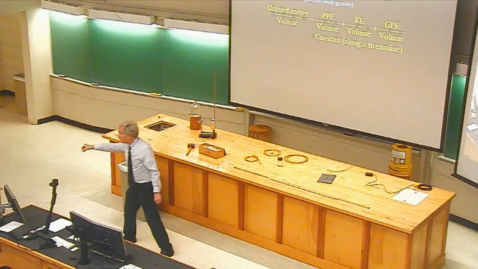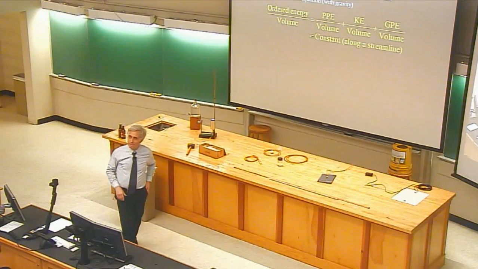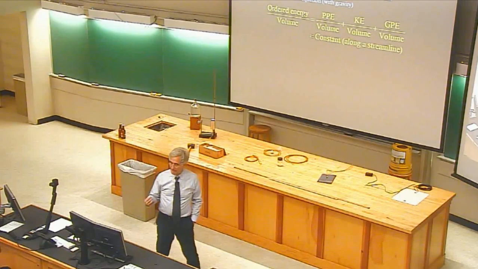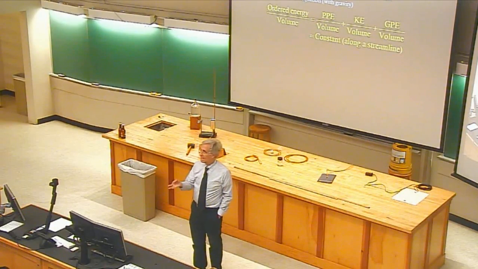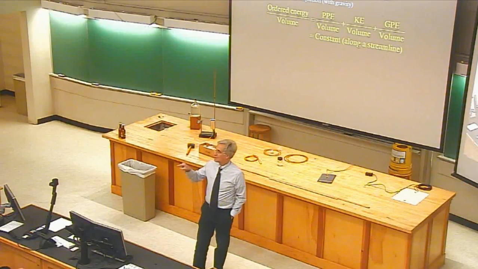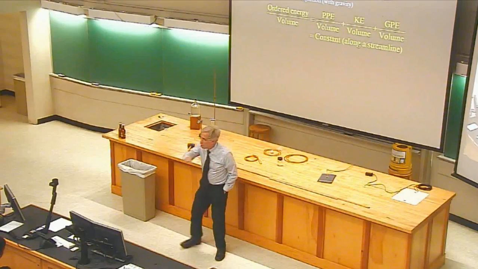It can go up and down. It can speed up. It can slow down. Its pressure can rise and fall. But if you sum up its total energy, which has three possible forms, pressure potential energy, kinetic energy, and gravitational potential energy, that sum will be the same all the way through the steady state flow along that streamline.